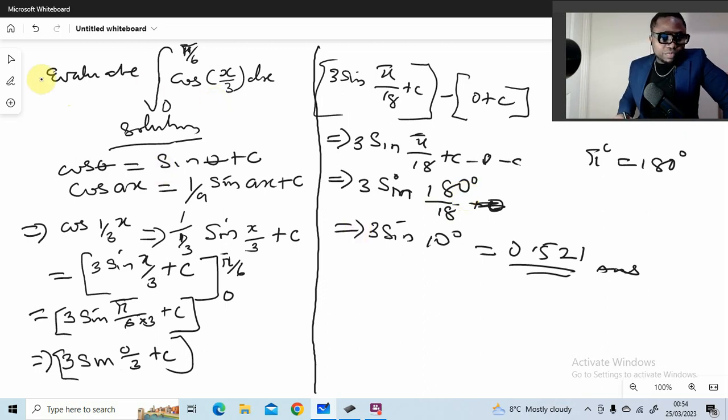Now the second method. Let me look at the second method.